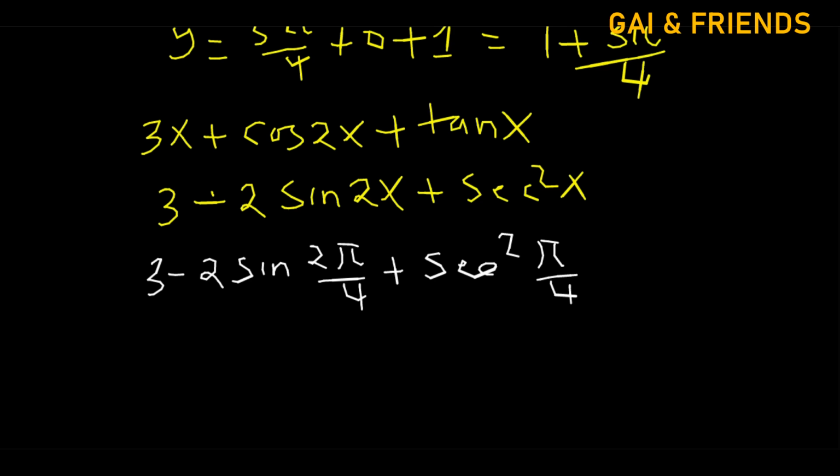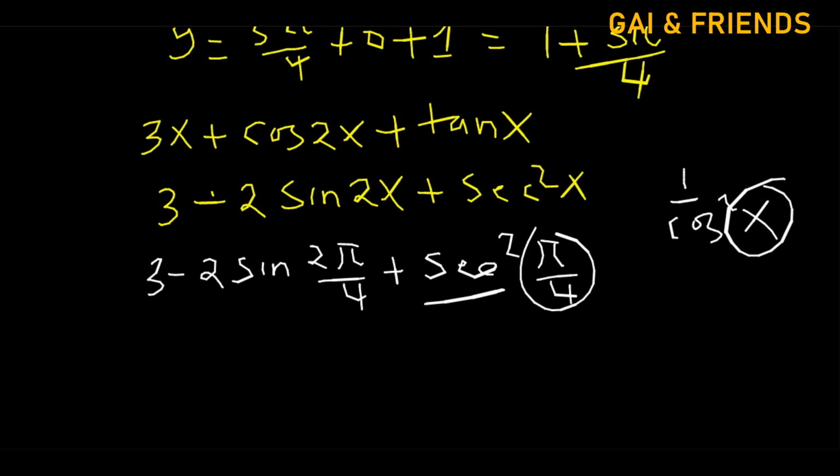But we don't have secant square in the calculator. Do we? We don't. So what do we do? Let's take the trigonometric identity of secant square x, which is 1 out of cosine square x. Since our x is pi out of 4, we have to put pi out of 4 where there is x. Now, you need to use your calculator wisely.